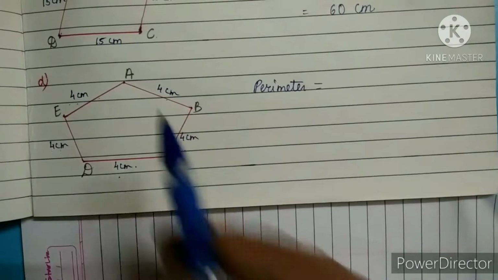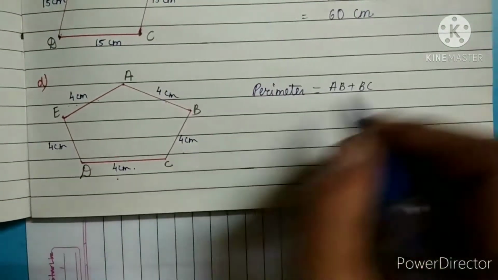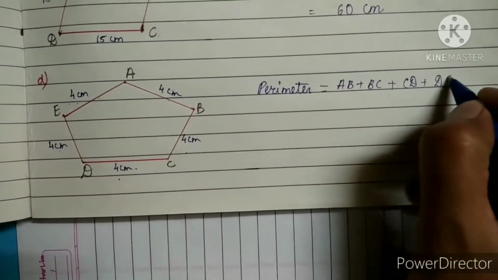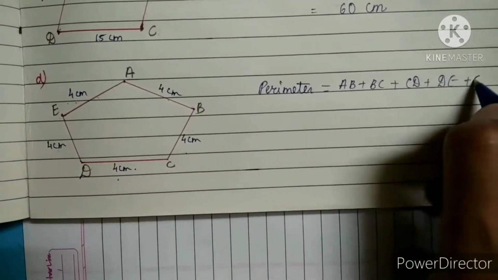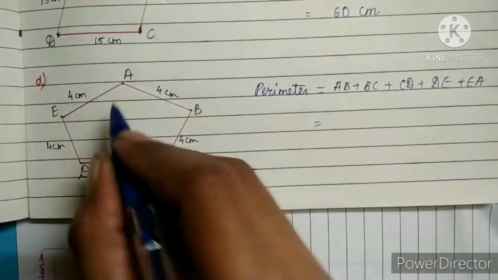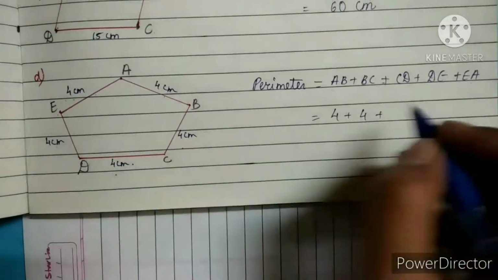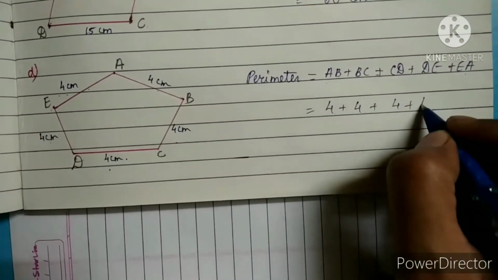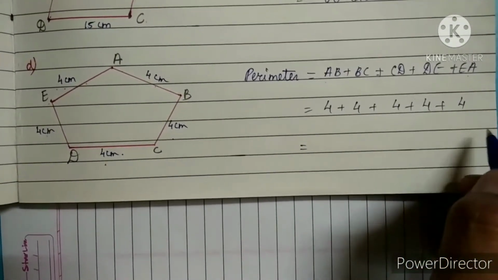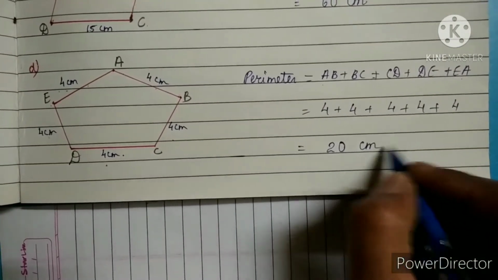Okay, so AB plus BC plus CD plus DE plus last is EA. We started from A and ended at A. AB is 4, BC is 4, CD is 4, DE is 4 and EA is also 4. So when you add them, you will get 20 and the unit will be centimeter.